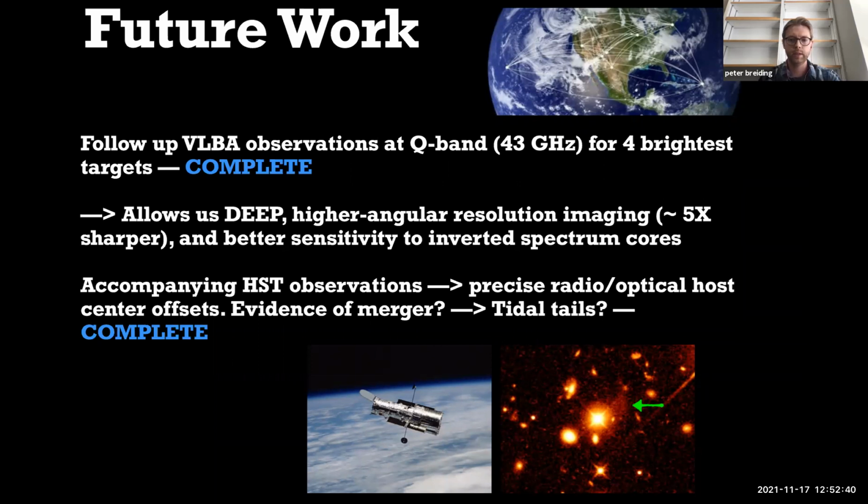The idea here is we can look at the actual galaxy's light profile by subtracting the quasar's PSF from the host and actually find the host center where we're not contaminated by the light from the quasar. And we can also look for evidence of a merger, as in tidal tails or asymmetries in the host galaxy after the quasar PSF subtraction.